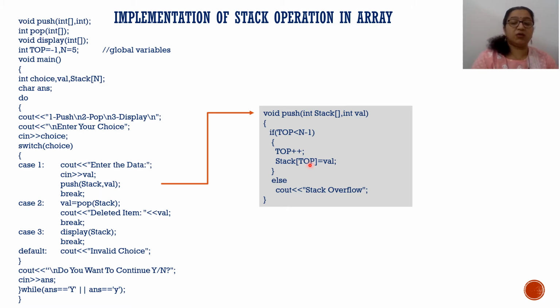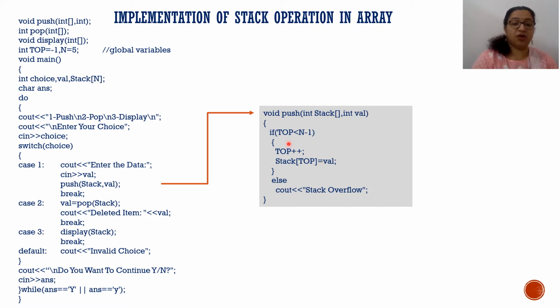So stack of top is stack of 0. Stack is an array. We incremented top from minus 1 to 0. So stack of 0 is equal to val. Which val? The entered item. Enter the data: that item we are passing to the push function. That value will be set in the stack array, in which position? The 0th position. Understood? So the first time top is minus 1, the condition is true. So we incremented that value to 0, then we are setting the value at that 0th position.